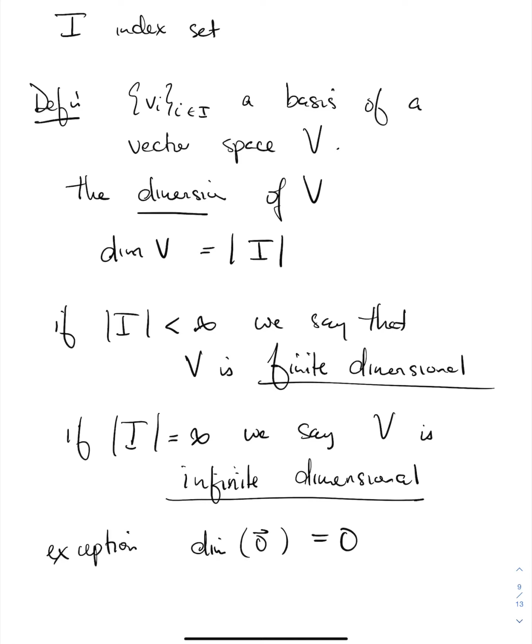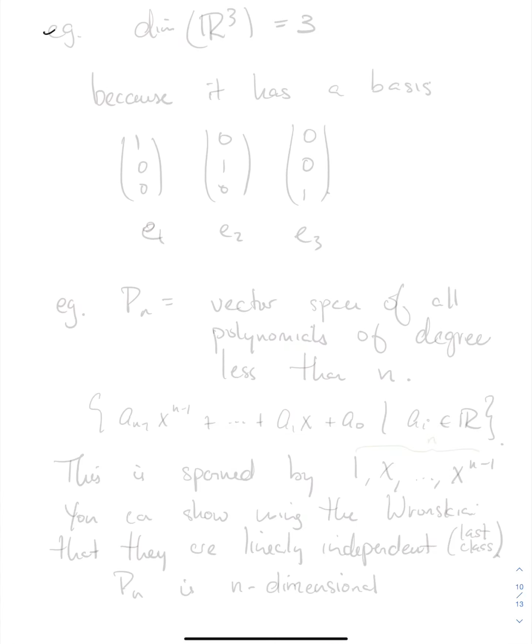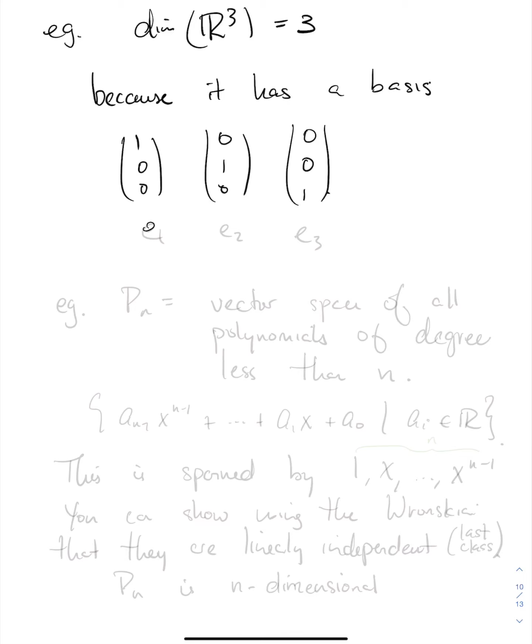Let's do some examples. Example. I'm claiming that the dimension of R3 is equal to 3. This might seem obvious. Let's connect it precisely to the ideas that we've been using. It is three-dimensional because it has a basis (1, 0, 0), (0, 1, 0), and (0, 0, 1). These span all of R3 and are linearly independent to each other. They form a basis for R3, and there are 1, 2, 3 of them. Therefore, the dimension of R3 is 3.